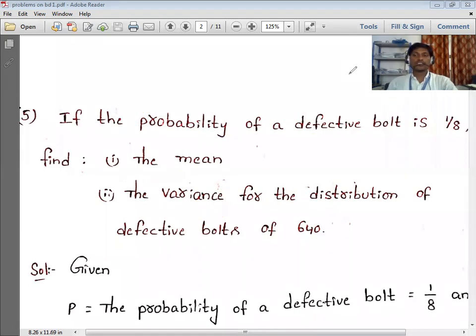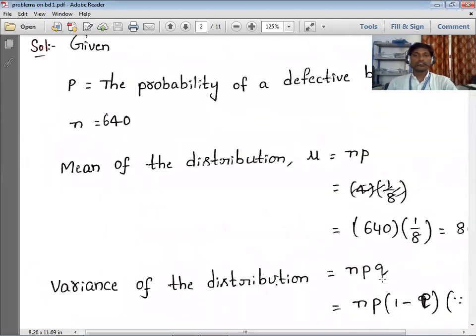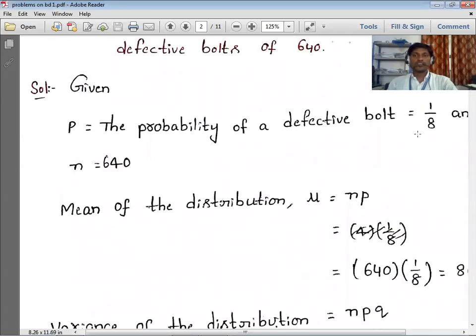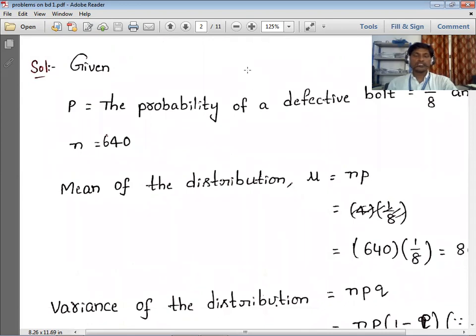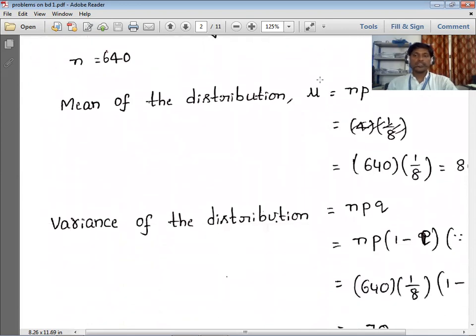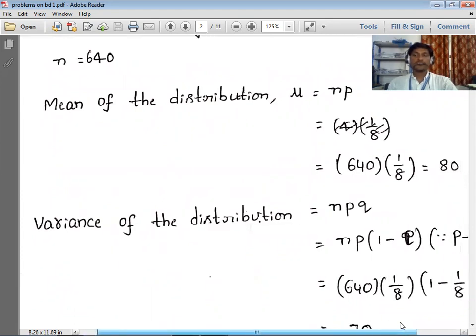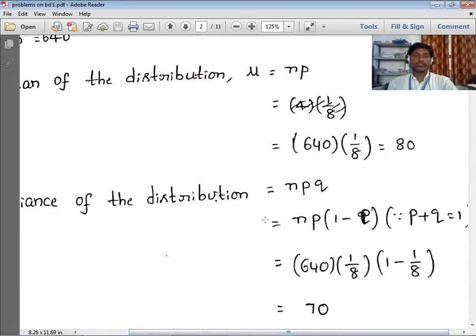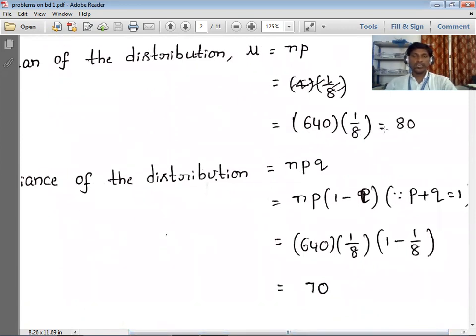Here we wrote the probability of a defective bolt is 1 by 8, and n is equal to 640, and mu is equal to np. So we substituted 640 into 1 by 8. By cancellation we get 80. Next, the variance of the distribution is equal to npq.